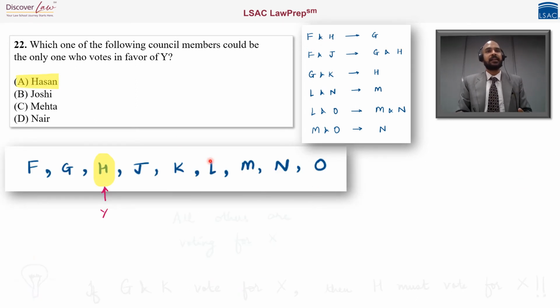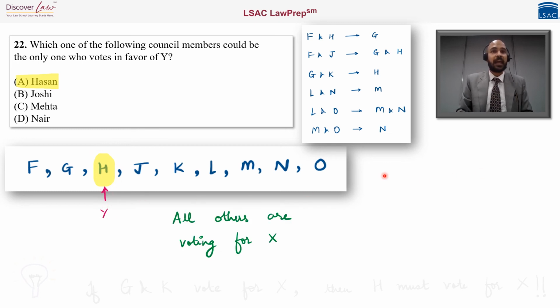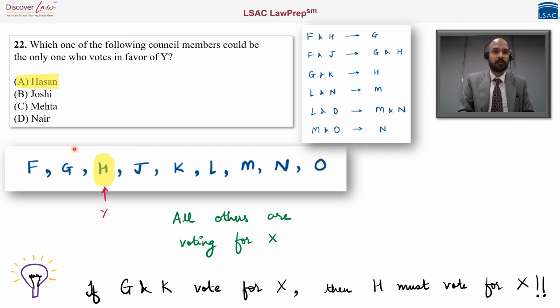Okay, let's take H for example. So you know that H is voting for Y. That means everyone else in here is voting for X. Now you know that each one of these persons is voting for X, and if G and K vote for X, then H must vote for X. And here you're saying that H is voting for Y, which means this is not possible, because whenever G and K are voting for X, which we have here according to the statement, then H also must vote for X. Therefore, H cannot be the answer, A cannot be the answer.